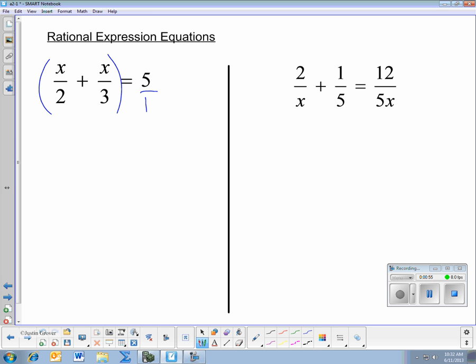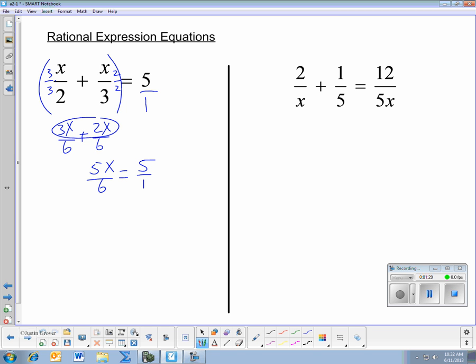So let's focus on the left. The x over 2 plus x over 3. The common denominator would be 6. So we're going to multiply the left by 3 over 3 and the right by 2 over 2, which will get us 3x over 6 plus 2x over 6. And now that I have a common denominator, I can combine them into a single fraction, and the numerators are being added together, 3x plus 2x, and they are like terms, so that's 5x over 6 equals 5 over 1.